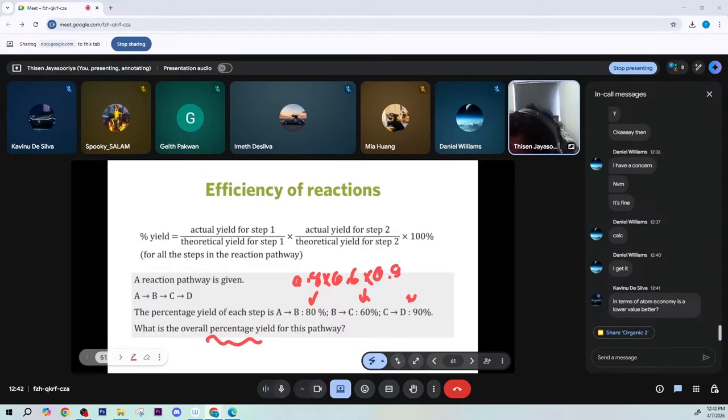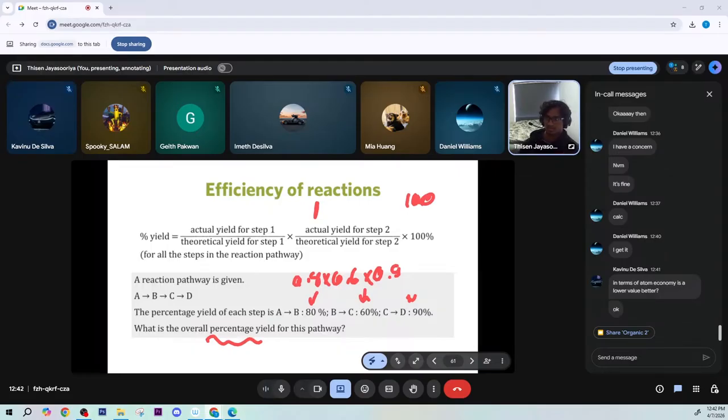In terms of atom economy, is a lower value better? No, we want the value to be as close to 1 or 100% as possible, right? A higher value is better because a higher value means that we're more likely to produce our desired product.